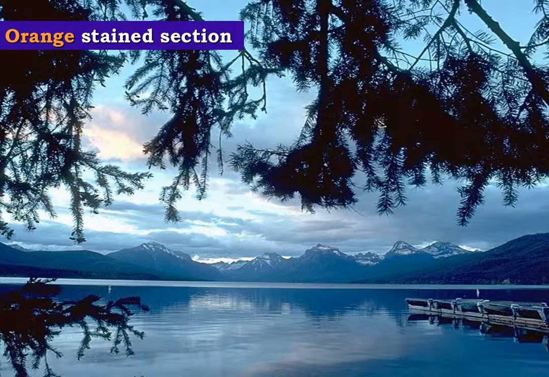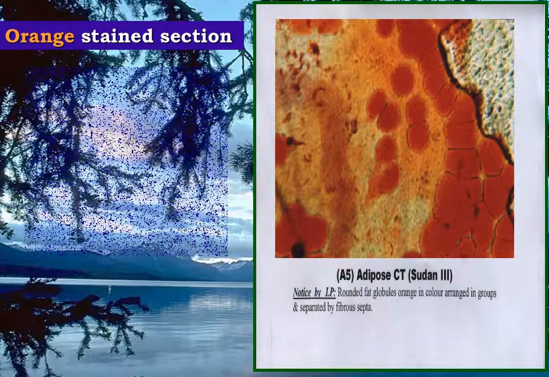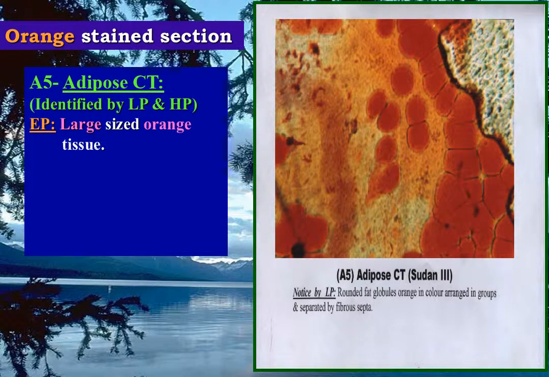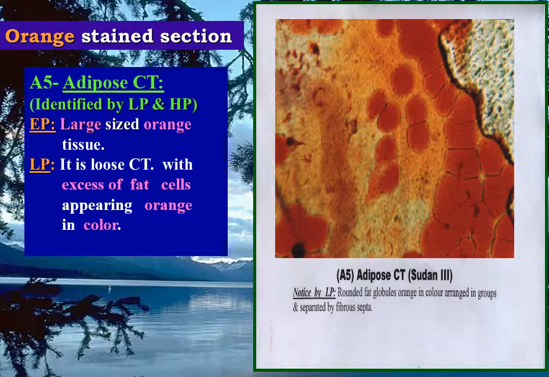Orange stained section: adipose connective tissue stained with Sudan III. By naked eye and eyepiece, it is a large-sized orange tissue. By low power, it is a loose type of connective tissue with an excess of fat cells appearing orange in color and the presence of different collagen fibers.